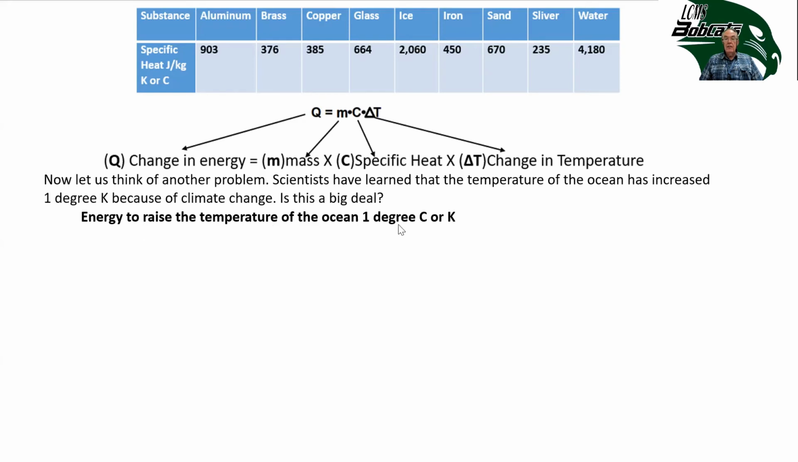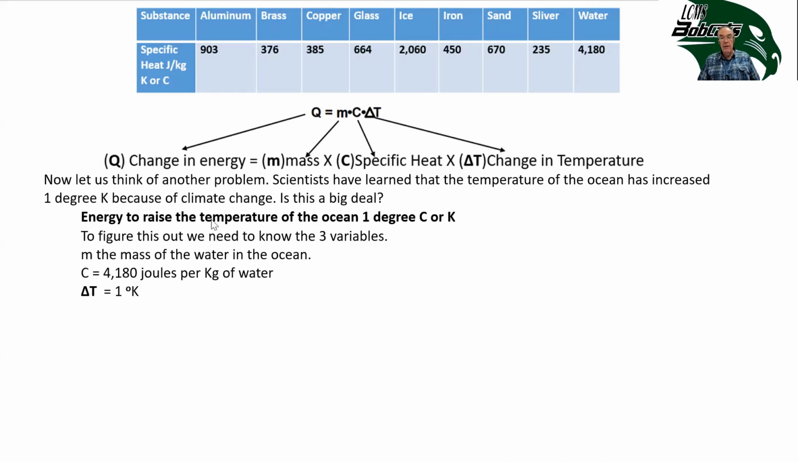So what's the energy needed to raise 1 degree Celsius or Kelvin? Well, to figure this out, we need to know the three variables in the equation. M is the mass of the water in the ocean. We already know what C is. The specific heat of water is 4,180 joules per kilogram of water, and the change in temperature is 1 degree. So I looked it up and found out there's 1.4 times 10 to the 21st kilograms of water in the ocean. It's a lot of kilograms.